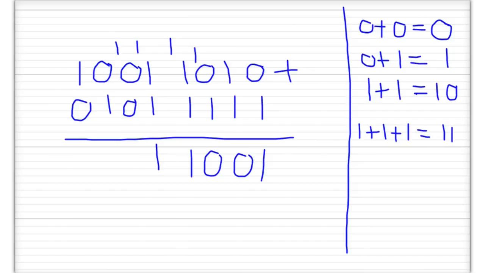Now we have 1 plus 0 plus 0, which is just 1. 0 plus 1 is 1, and 1 plus 0 is 1. So the answer to that problem is 1, 1, 1, 1, 1, 0, 0, 1.